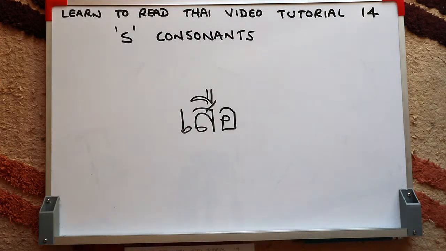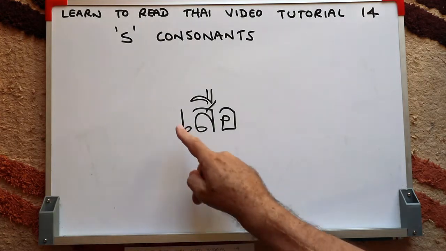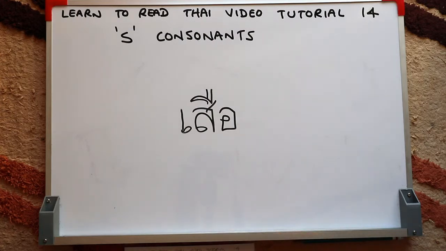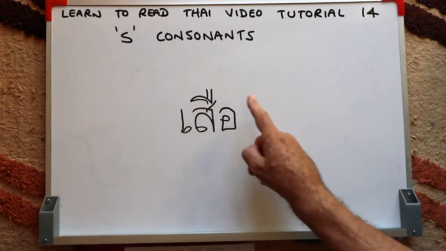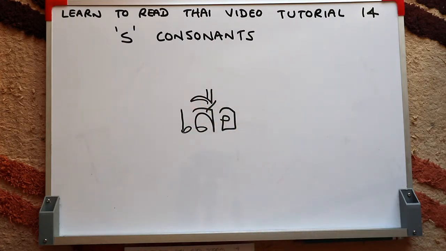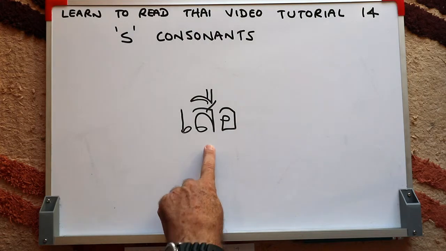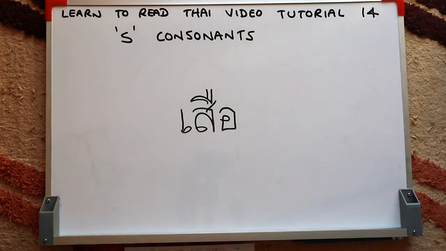And we have the S initial consonant. Now, just looking at tones, the initial consonant is high class. The vowel is a long vowel. There's no tone mark. So for a high class initial consonant and a live syllable, we use a rising tone.